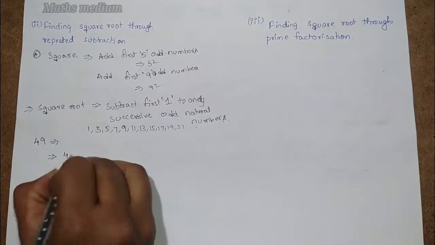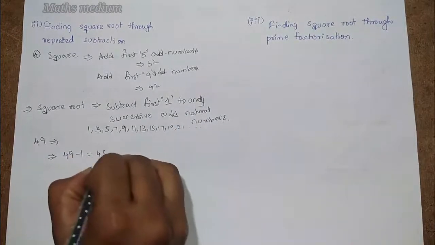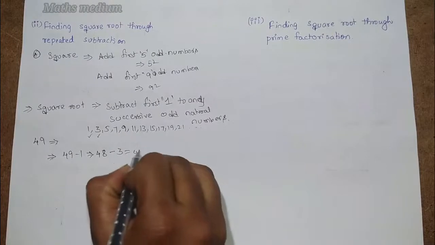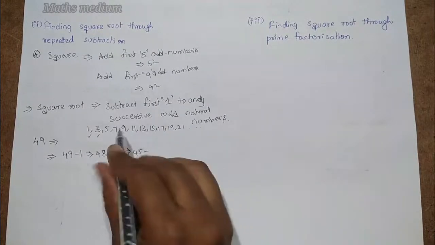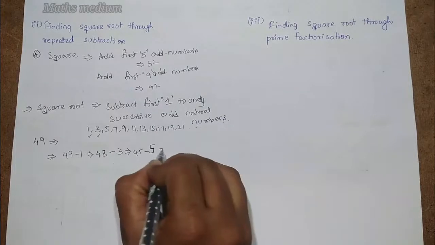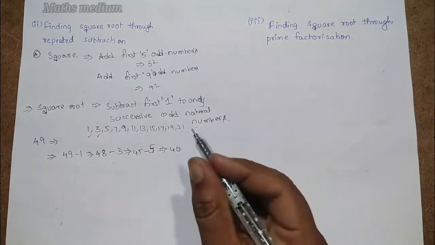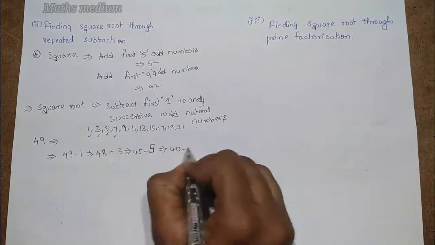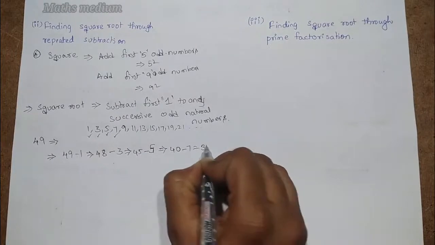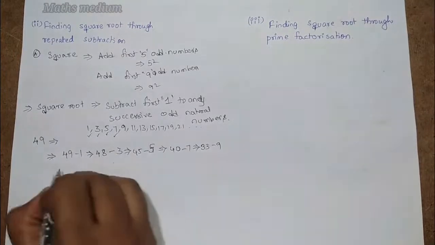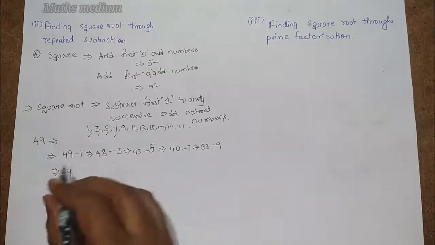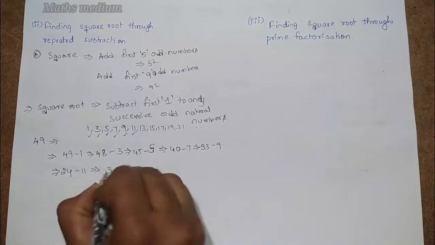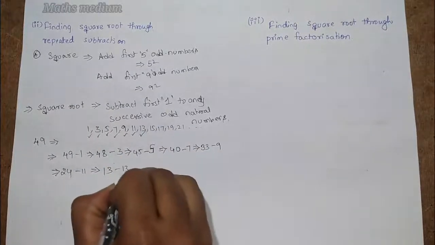So 49 minus 1, we get 48. Then 48 minus 3 is equal to 45. Now 45 minus 5, we get 40. Similarly, 40 minus 7 is equal to 33. 33 minus 9, we get 24. 24 minus 11, we get 13. Here, 13 minus 13, we get 0.